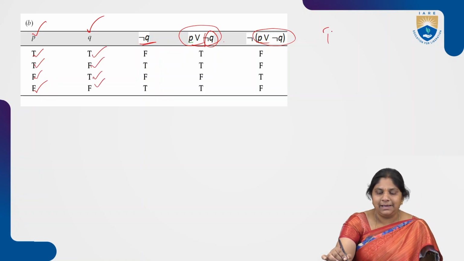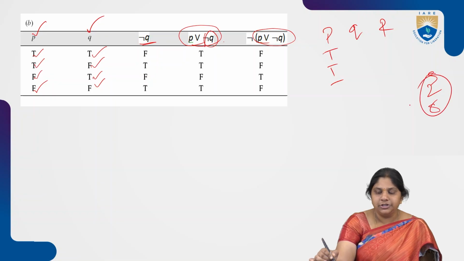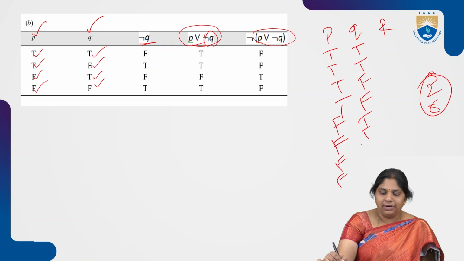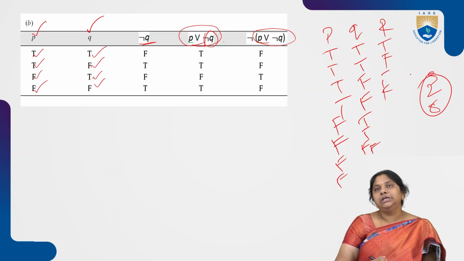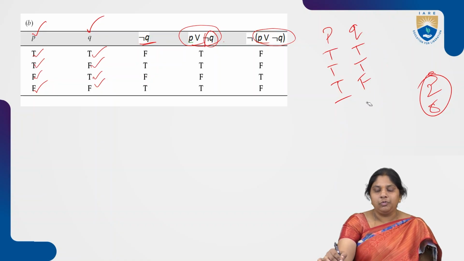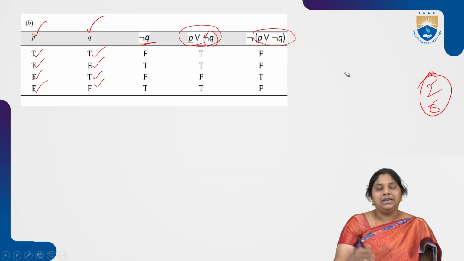Suppose I have 3 statements like P, Q, R. It is 2 power 3, that is 8 values we need to generate. First 4 true, second 4 false. For the next, 2 true, 2 false, 2 true, remaining false. For the last, alternately true, false, like that. So based on the number of statements, we generate the truth table values and their sequence also.